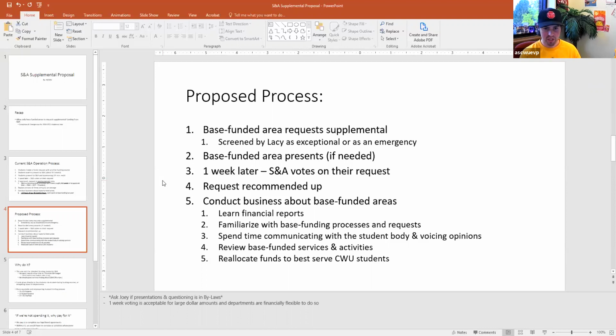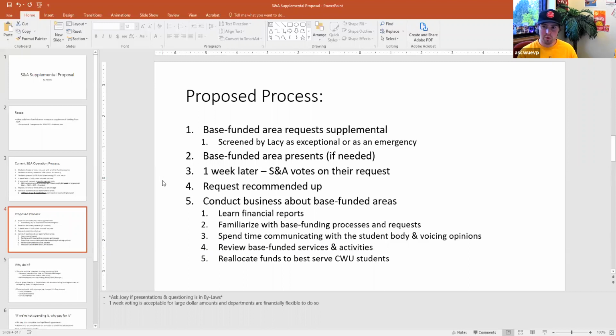And then the next step is 1 week later, S&A votes on the request. Versus students, which is what I was going towards with Terry's question, departments are still somewhat budget flexible in a way that they can go 4 to 6 weeks and wait for that money to be finally approved. A student who's paying for their plane ticket, their lodging, their registration, it's a lot tougher when you're paying rent, your textbooks, and your tuition to go 4 to 6 weeks in a 10 to 12 week quarter without getting your money. And then on step 4, our request is recommended up.